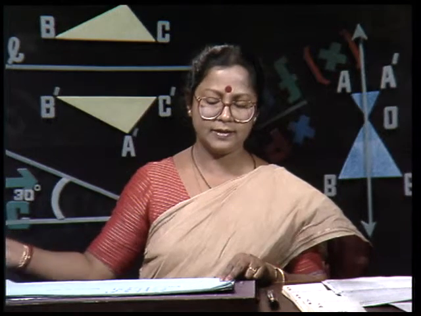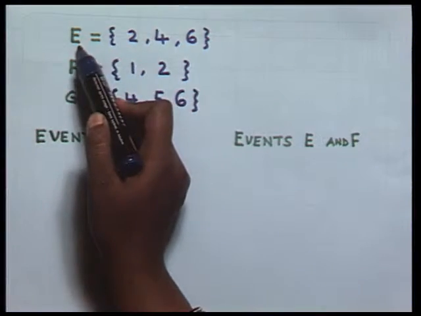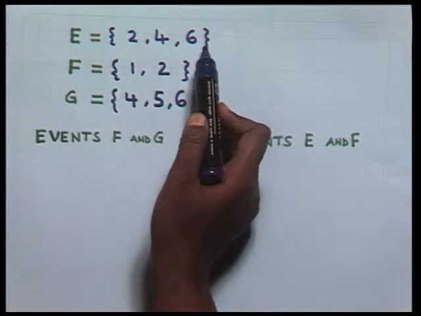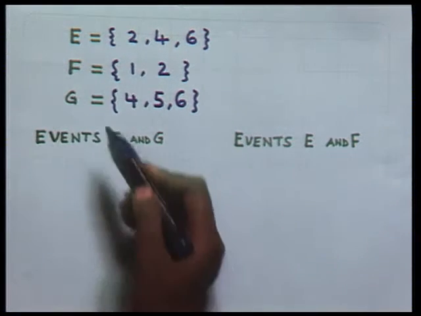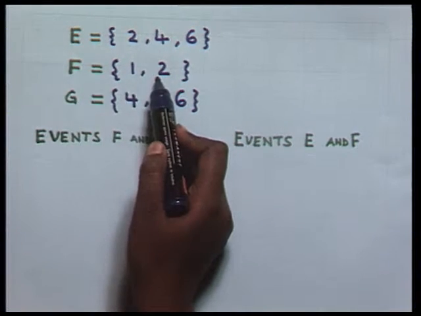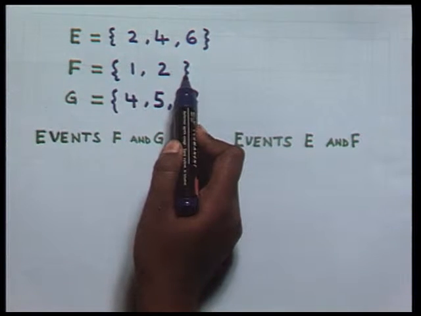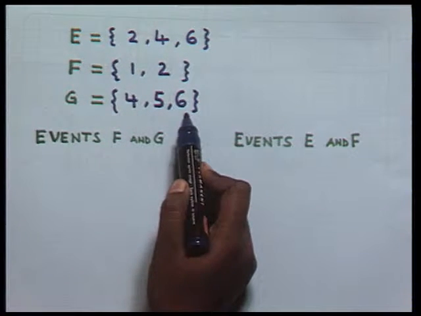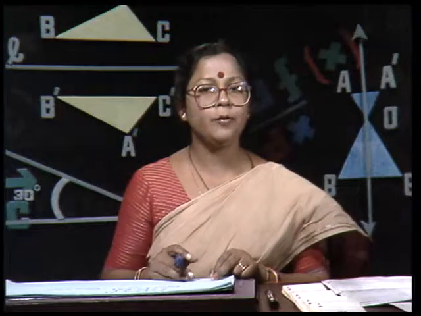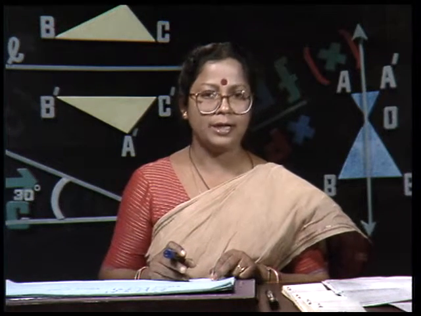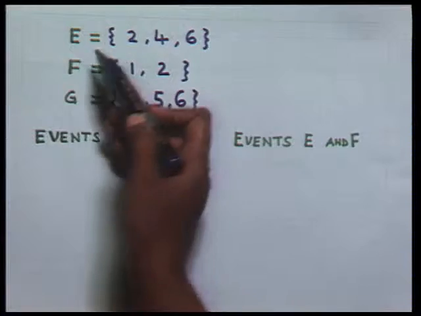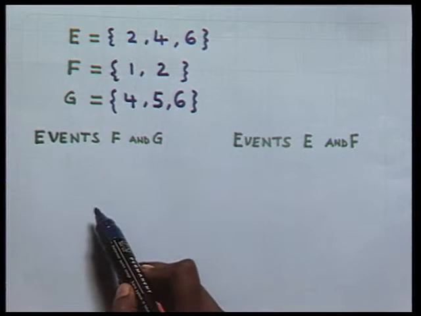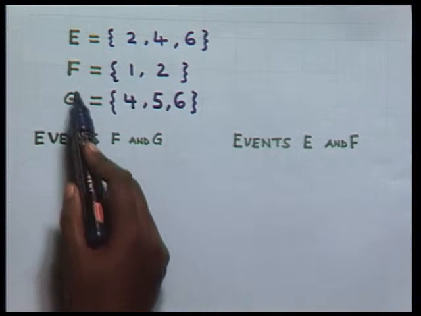observe these events. The first event, that was event E, was getting an even number in the random experiment through a die. The second event was getting a number less than 3, and the third event, that is event G, is getting a number greater than 3. Now, if we get a number 2 on a die, then we can say that both event E as well as F has occurred together. Now, consider the events F and G.